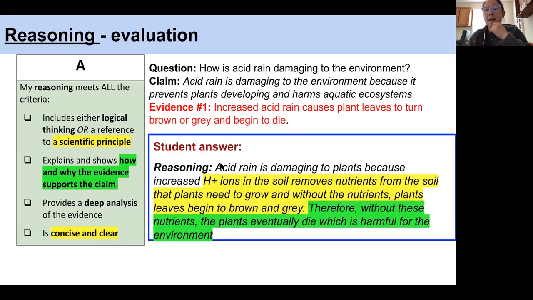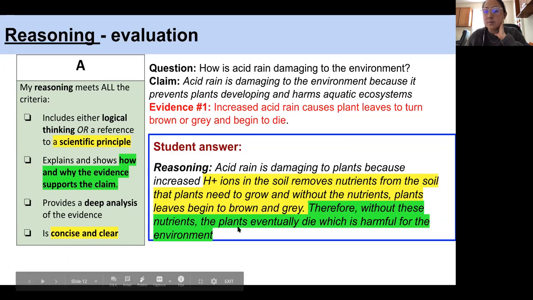So it says, acid rain is damaging to plants because increased hydrogen ions in the soil remove nutrients from the soil that plants need to grow, and without the nutrients, plants' leaves begin to brown and gray. Therefore, without these nutrients, the plants eventually die, which is harmful for the environment.